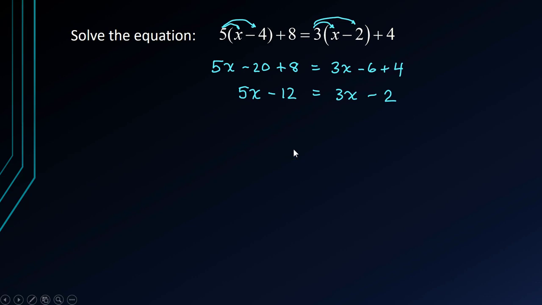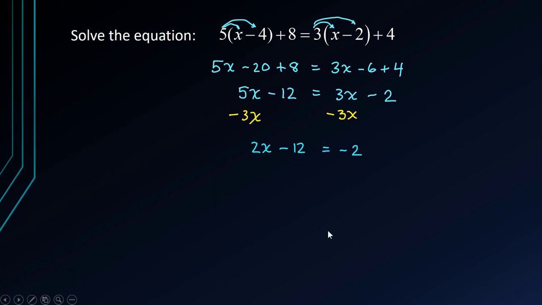So now it looks a lot more like the one we just did in the previous example. So now I'm going to start. I've got both sides simplified as far as they'll go. Now I need to work on getting the variable on one side of the equation, and I'm going to do that by subtracting 3x from both sides. That makes this go away, leaving me with a negative 2 on the right. 5x minus 3x is 2x, and since there's nothing to combine with the minus 12, the minus 12 just stays.